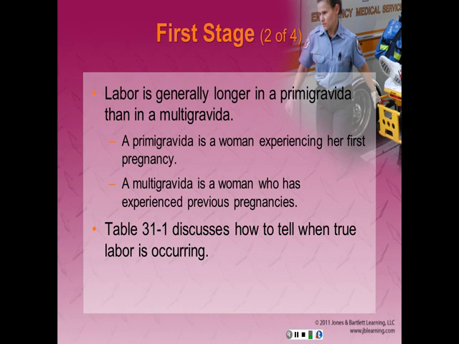Labor is generally longer in a primigravida than in a multigravida. Primigravida is first pregnancy. Multigravida is many pregnancies, or more than one.